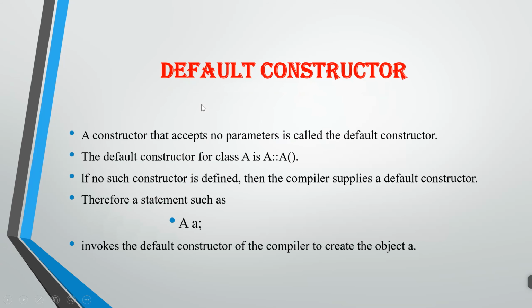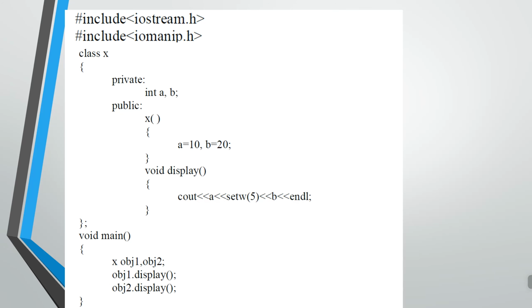So this type of constructor is what is called default constructor. A classic example for the default constructor is the one which we have seen currently. So if no such constructor is defined, then the compiler supplies a default constructor. Therefore, a statement A invokes the default constructor of the compiler to create the object A. So whenever there is no parameter sent, that is called a default constructor.